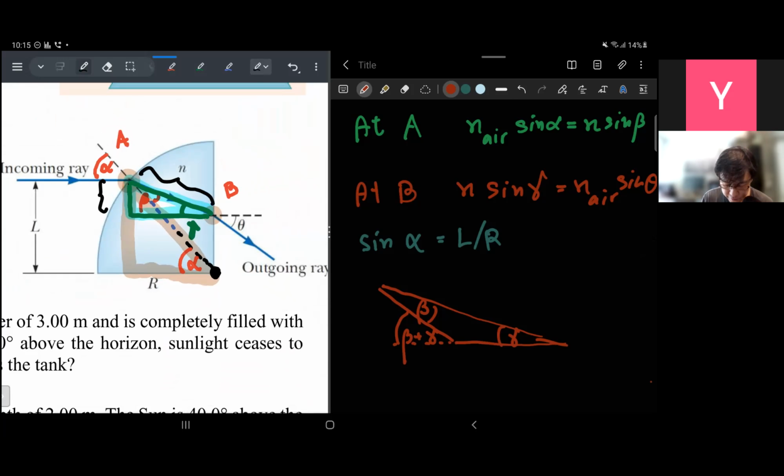And I can figure out this height right there, the opposite. The opposite is going to be L, the whole length over here, subtract out whatever is underneath right here.